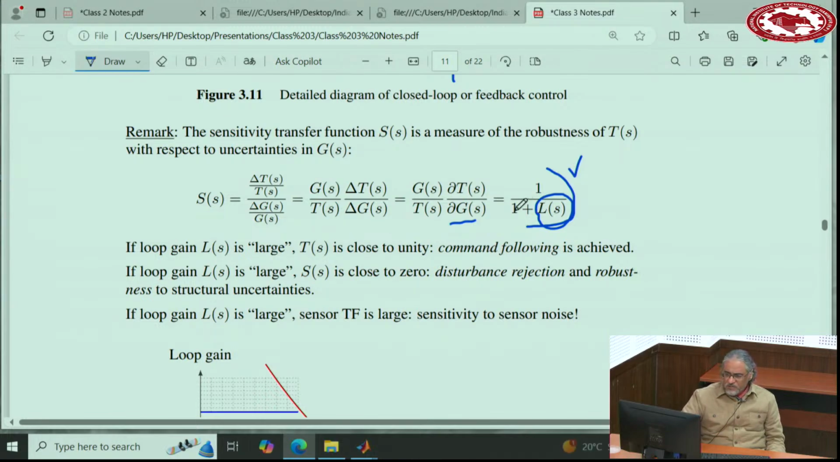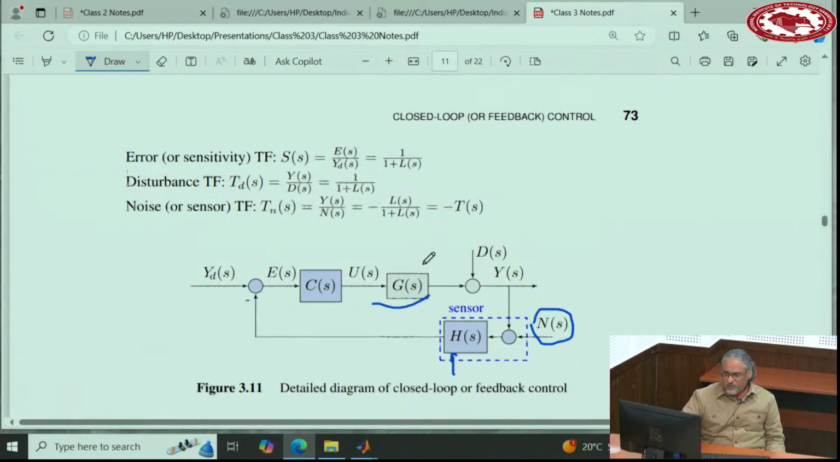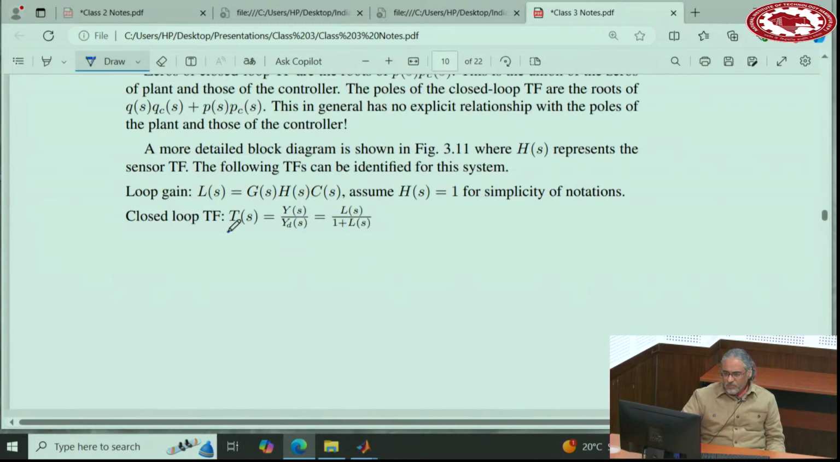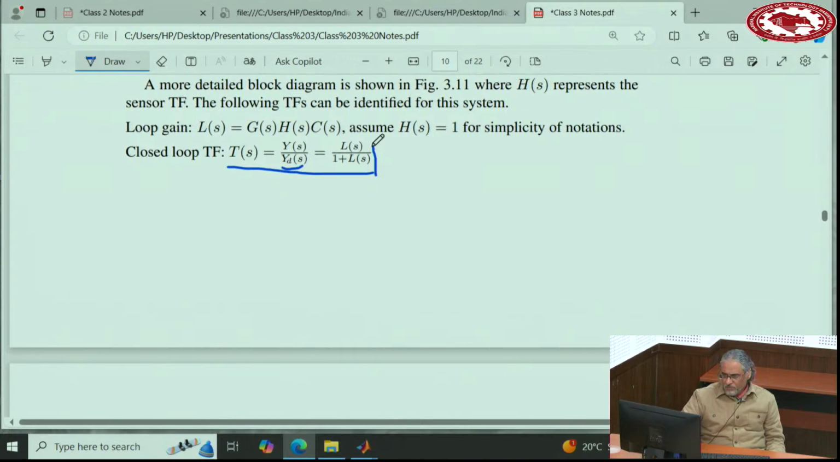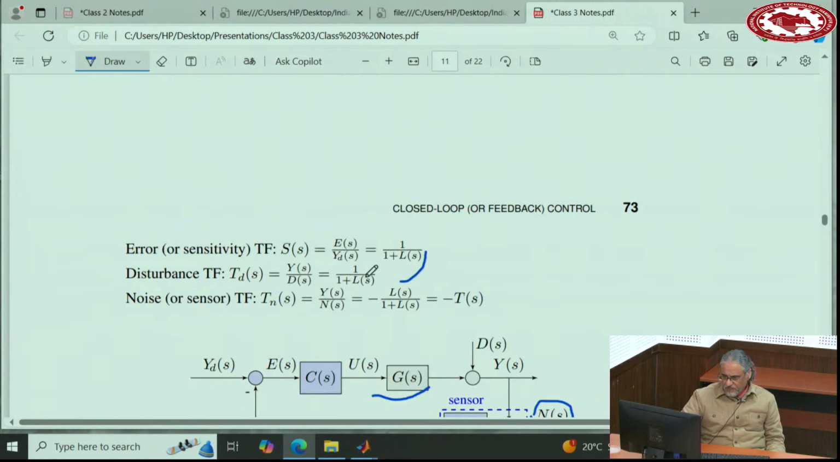Now, if you look at the transfer function, this system has multiple transfer functions that I derived. The most important one is the output to the set point, or to the desired, and the error to the desired signal, and the output to the disturbance, right? And the noise transfer function, output to the noise. For these three, 1 plus L appears in the denominator, and for these two, basically nothing in the numerator, right?